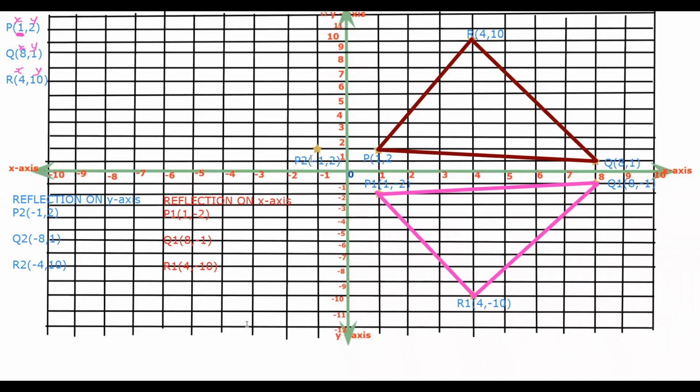Now, then point Q2 is also formed by -8 and +1. So that will also be the intersection of that. So that will be point Q2. The Q2 is formed by -8 and +1. Okay, good.